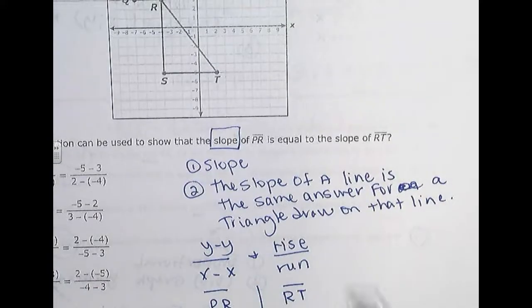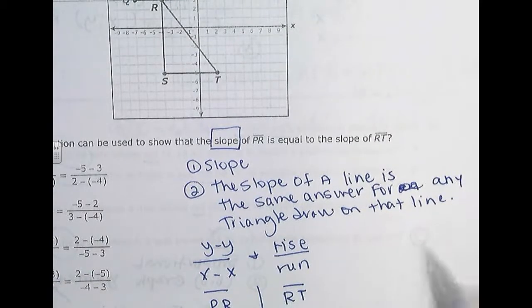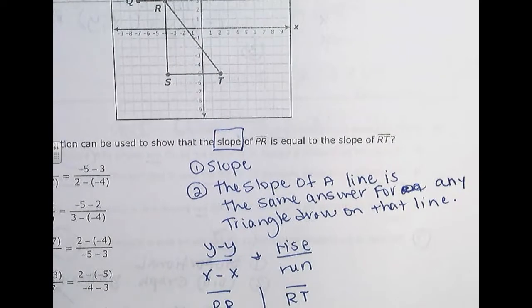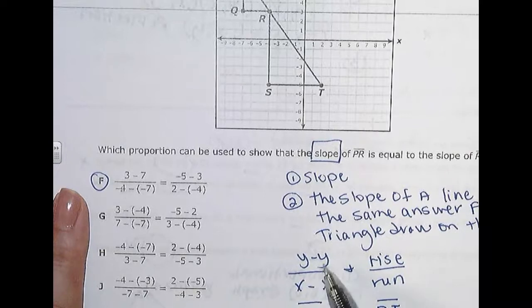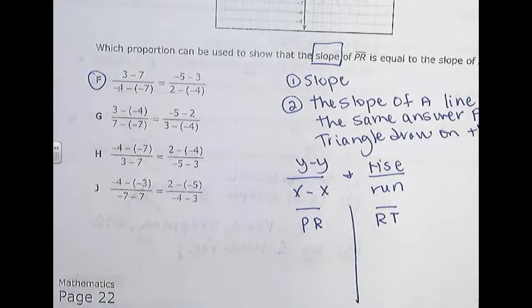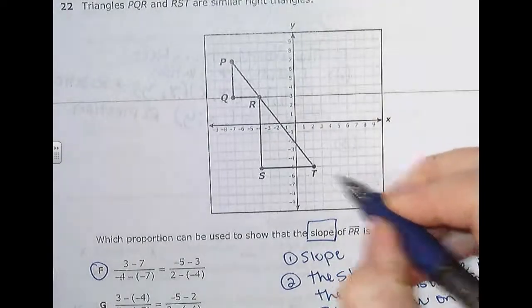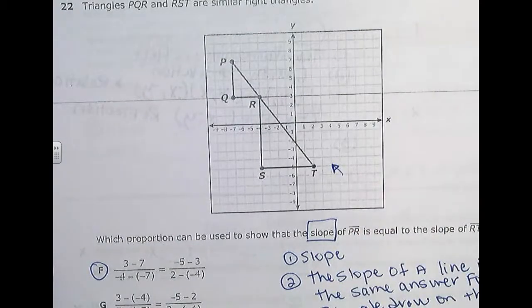So I wrote the slope of a line is the same answer for any triangle drawn on that line. You can draw them all day long. It's the same answer. Now, if you look at your answer choices, you're thinking, hey, y minus y over x minus x. Or maybe you're thinking rise over run. Now, I continued on, and I got my work going on down here. We've talked about looking at slope on these lines, and I've told y'all to go up. So I think you should start here and go this way up the graph. Not going down, going up.